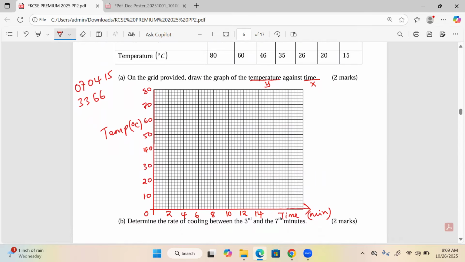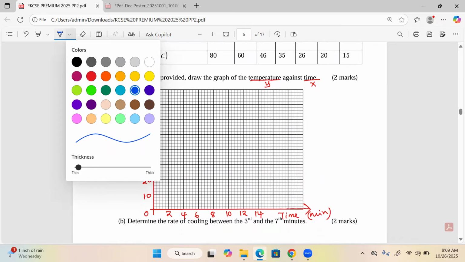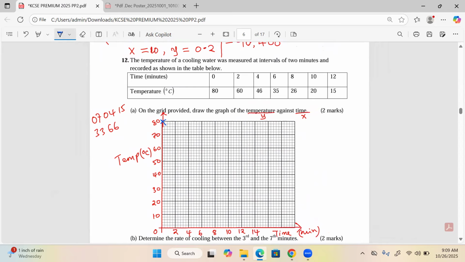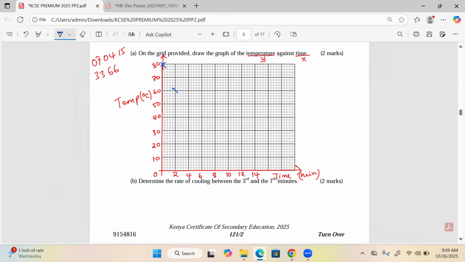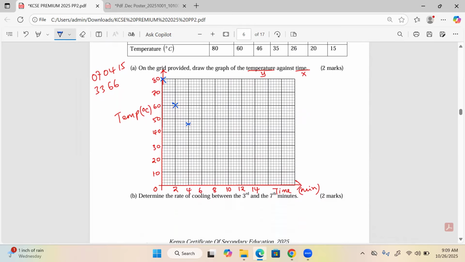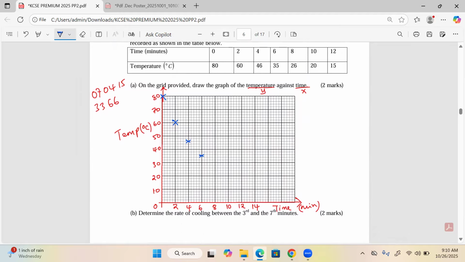0, 80, that is the first coordinate. The next one is 2, 60. After that, 4, 46. So 46 is here. Yeah, after 40, 46 is there just before 50. Then 6, 35. 6 goes with 35. 35 is exactly between 40 and 30. 8, 26. 8 and 26. 26 is here.